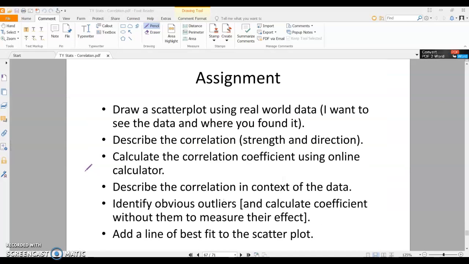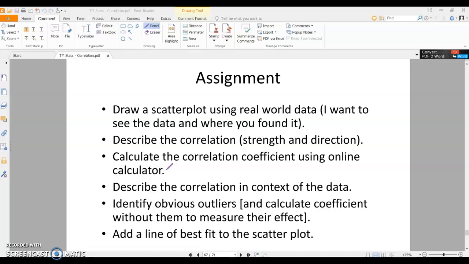Calculate the correlation coefficient using the online calculator. That's that number between -1 and +1, which tells you exactly how strong the correlation is. There is a video up showing you how to use that online calculator to work out the correlation coefficient, and there's a video talking about what it actually means as well. Whatever data you use to draw the scatter plot goes into that online calculator. It's linked elsewhere on Schoology. It will spit out the correlation coefficient for you.